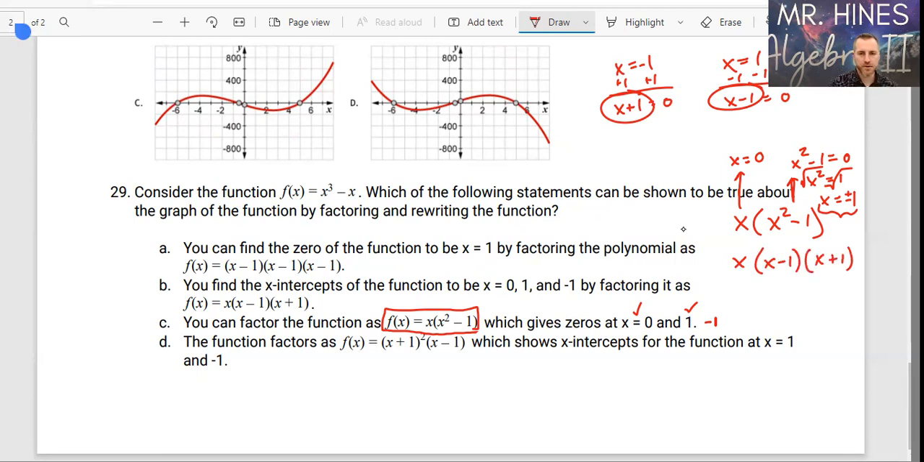There's actually 3 zeros. So you can find the zero of the function to be x equals 1, but it doesn't say anything about 0 or negative 1. So it's not that one. So get B. The x-intercepts 0, 1, and negative 1. Awesome. Factoring it, boom. Letter B.